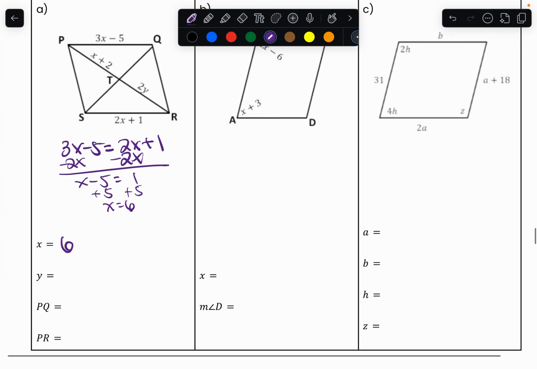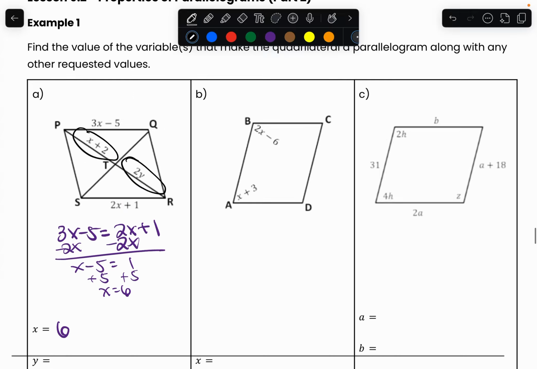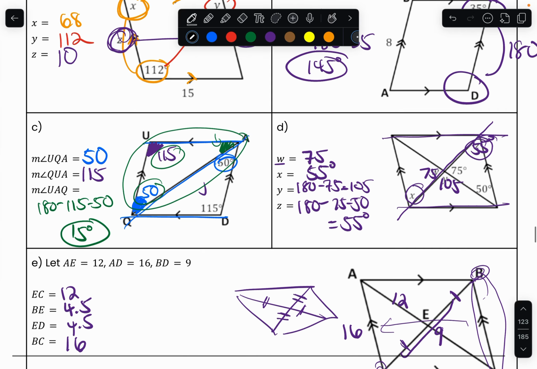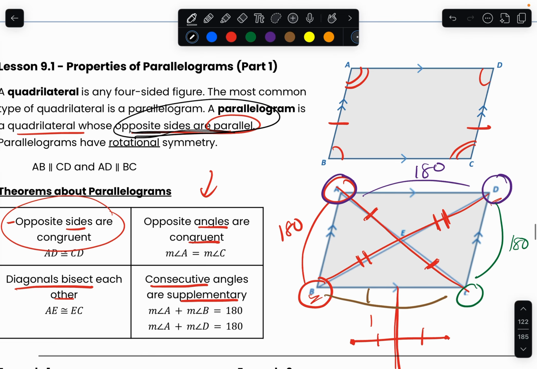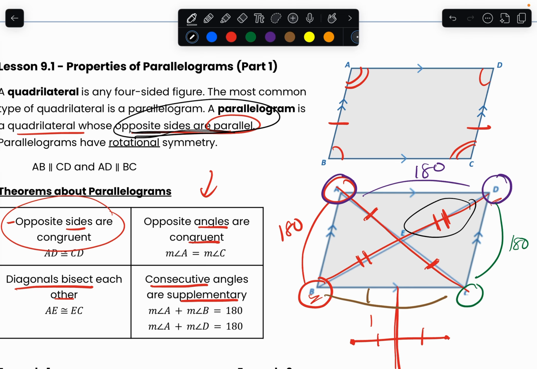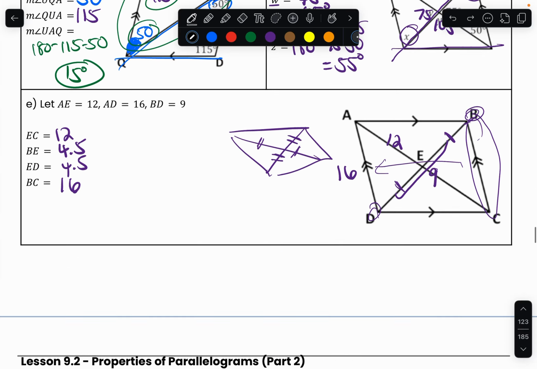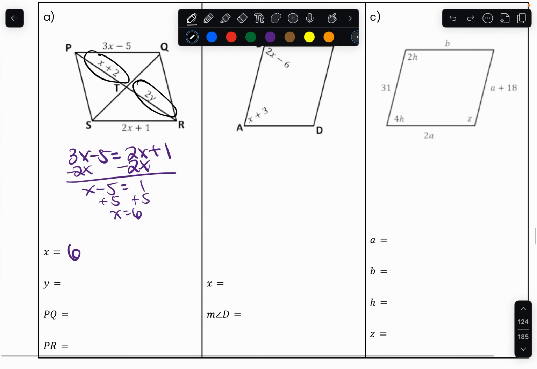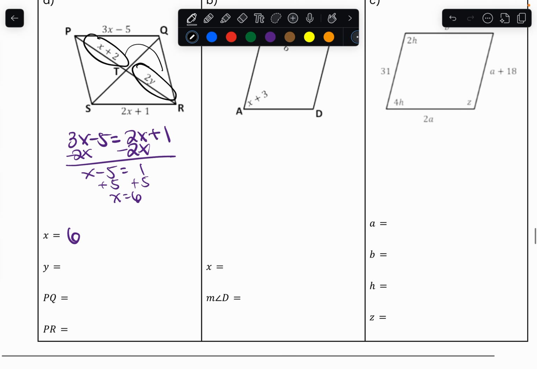The only two expressions that I know for sure are equal to each other with the y included are PT and TR. I know that they're congruent because the diagonals of a parallelogram bisect each other, which makes this part right here the same as this part, and this part right here the same as this part. So if we imagine this is a parallelogram, then these two statements must be equal. So let me set up the equation: x plus 2 equals 2y.